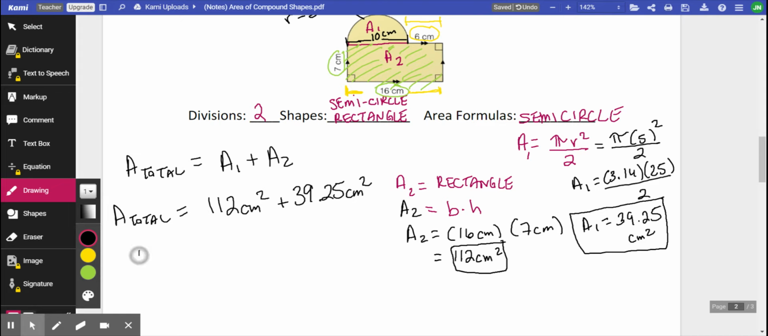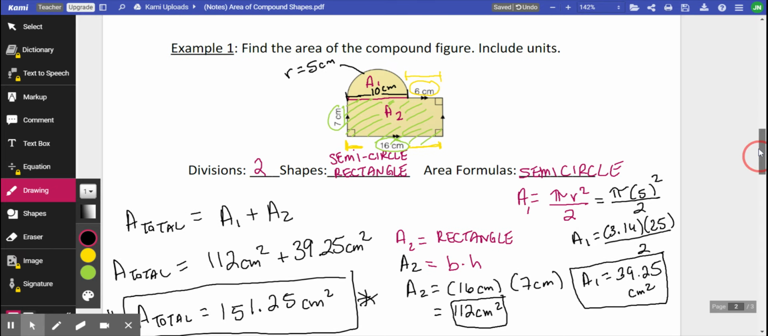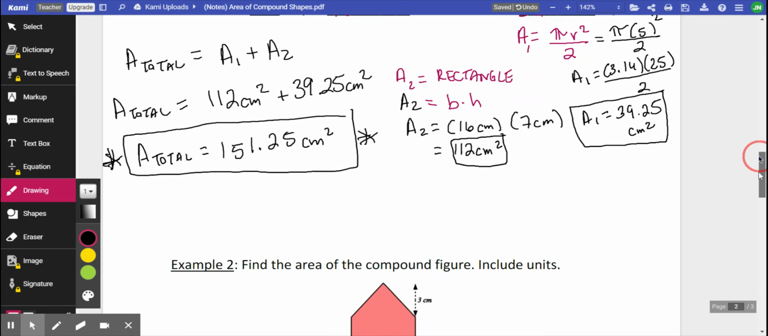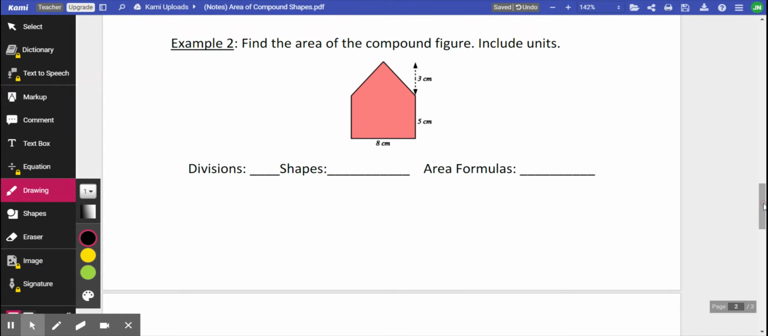So my final answer, my total area, my area of my compound figure is 151.25 centimeters squared. So this will be my final answer here for my area total. Okay, hopefully that's simple enough. So again, finding area of compound figures, we basically are going to be chopping it up or dividing it into several other figures that we actually do know.